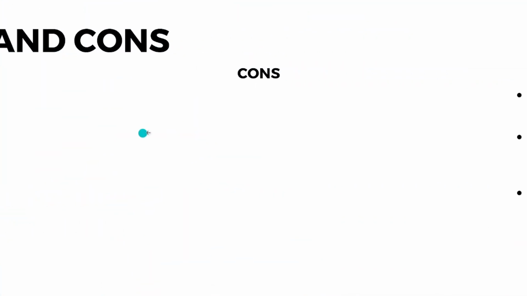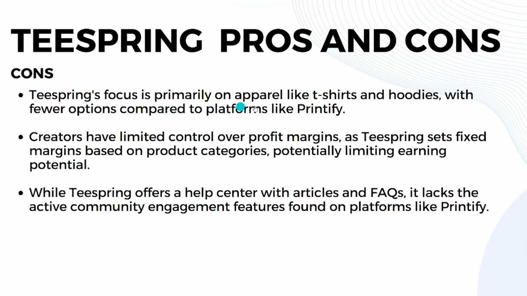And when it comes to cons, Teespring's focus is primarily on apparel like t-shirts and hoodies, with fewer options compared to platforms like Printify. Creators have limited control over profit margins as Teespring sets fixed margins based on the product categories, potentially limiting earning potential. And Teespring offers a help center with articles and FAQs, and it lacks the active community engagement features found on platforms like Printify. So yes, that's it for the pros and cons. So now we're done with the pros and cons.